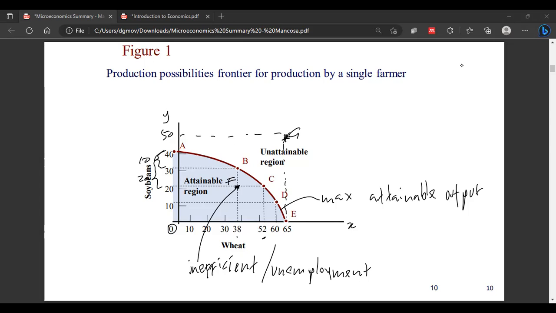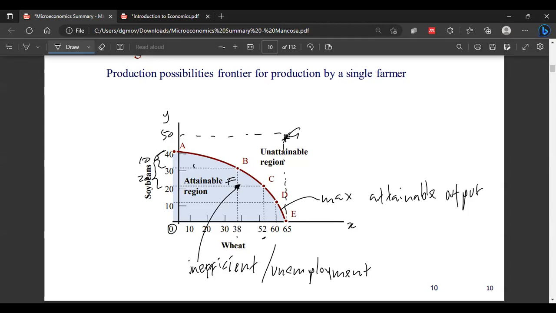Please say your question, Dimakato. You say you don't understand point F. I just chose any point within here. What are we saying? You are inefficient because you are not using all your resources. If you were using all the resources available, you would be on the line. So it represents unemployment. Any point inside here represents inefficiency. It represents unemployment.